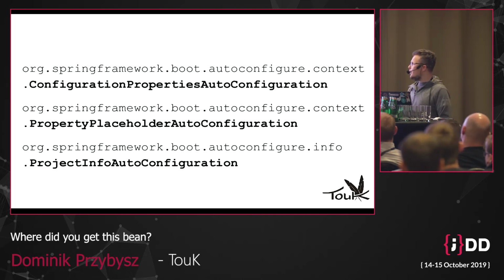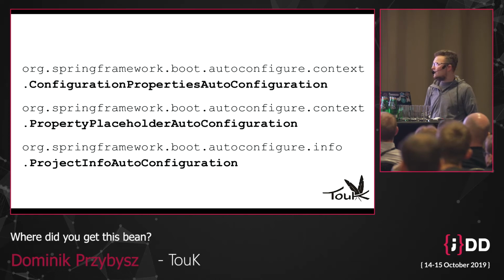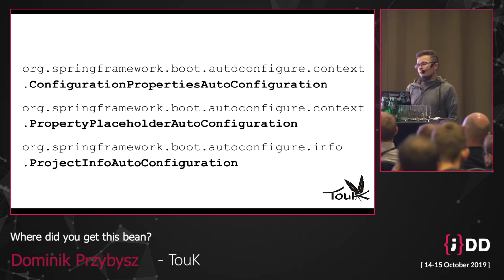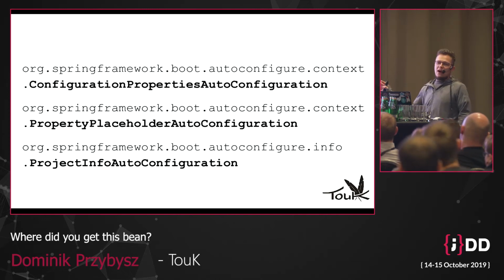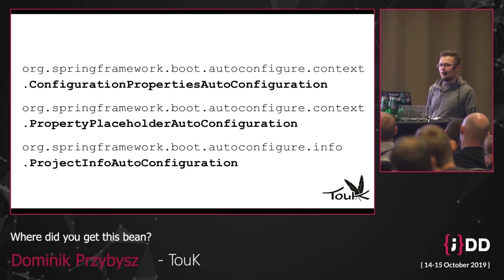So, for example, configuration properties auto configuration, property placeholder auto configuration, and project info auto configuration will always be created in our application. Of course, we could exclude them using the Spring Boot application annotation, but in most cases we just need them and we don't exclude them.